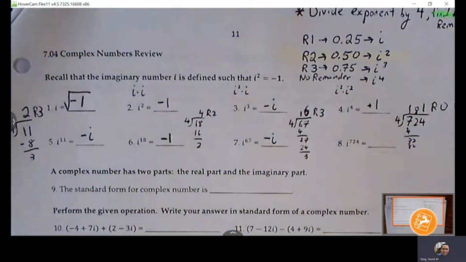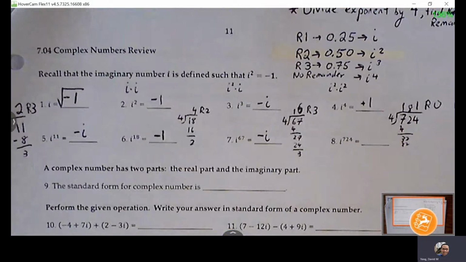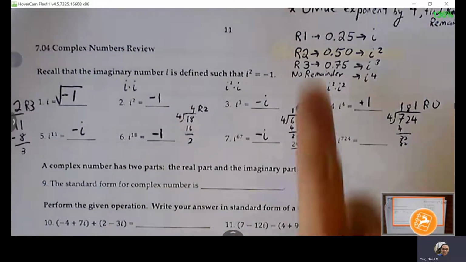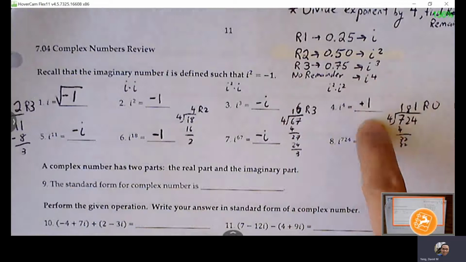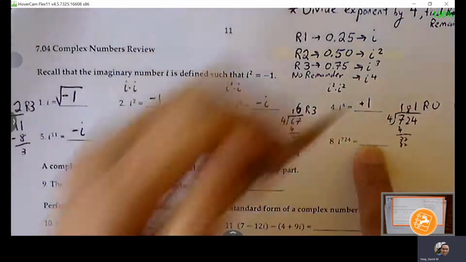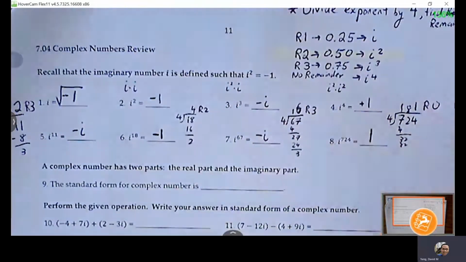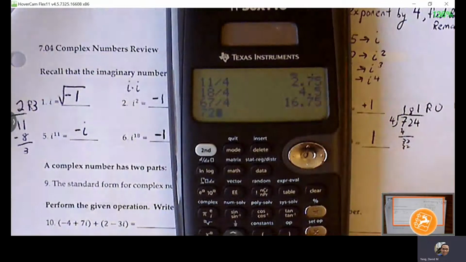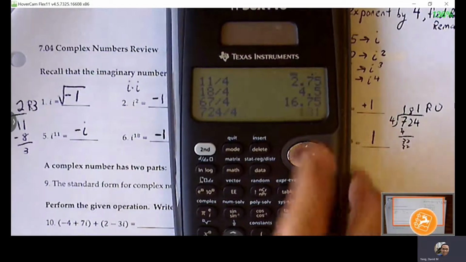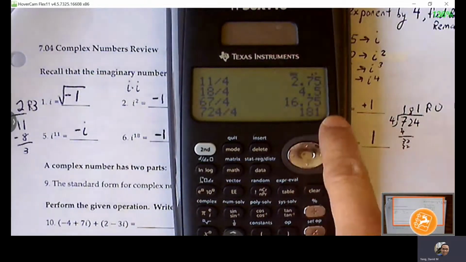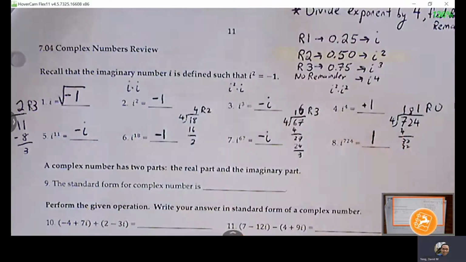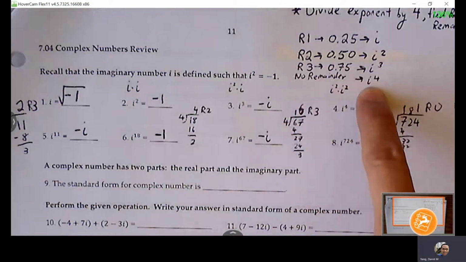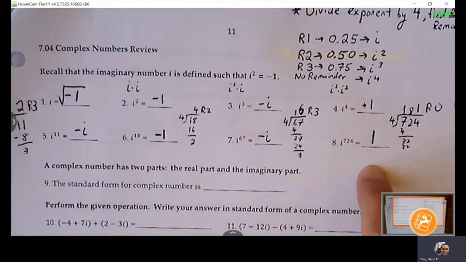So 4 goes into 724 perfectly, 181 times with no remainder. If there's no remainder, then it's going to match up with i to the 4th, which is 1. Likewise, if you do 724 divided by 4, it goes in perfectly. There's no remainder and no decimal, so i to the 4th is 1.